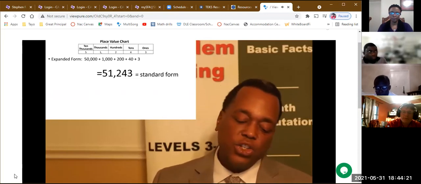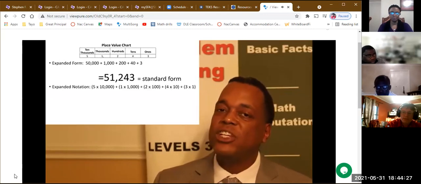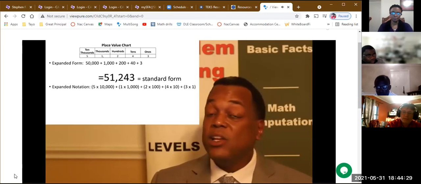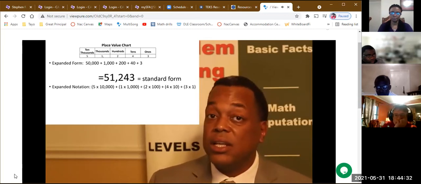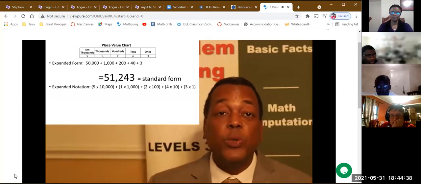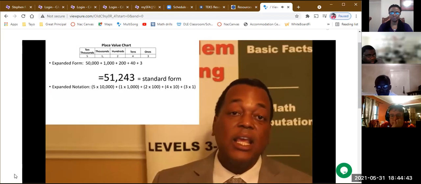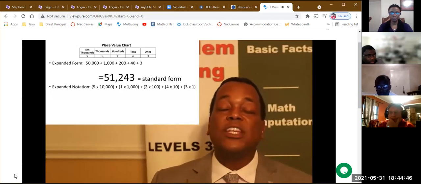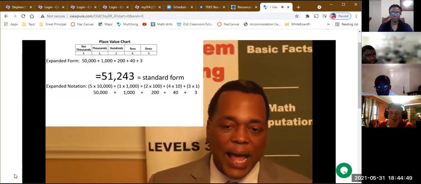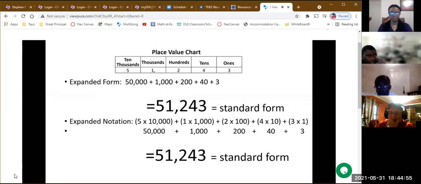Now, another way to decompose this number is with expanded notation, which is also mentioned in the objective. Now, expanded notation is dealing with multiplication. Expanded form, adding. Expanded notation, multiplying. Let's make sure we know the difference between both of those. Now we're going to decompose this number, and you should be decomposing it again with multiplication. And with expanded notation, you have to multiply the values and then add the values to come up with a standard form. And again, standard form only means a regular whole number, a regular normal number.